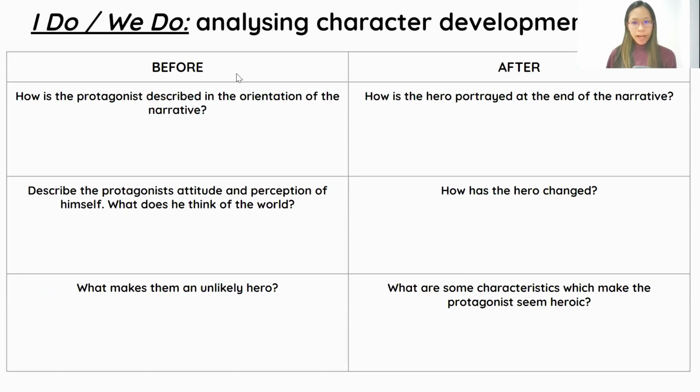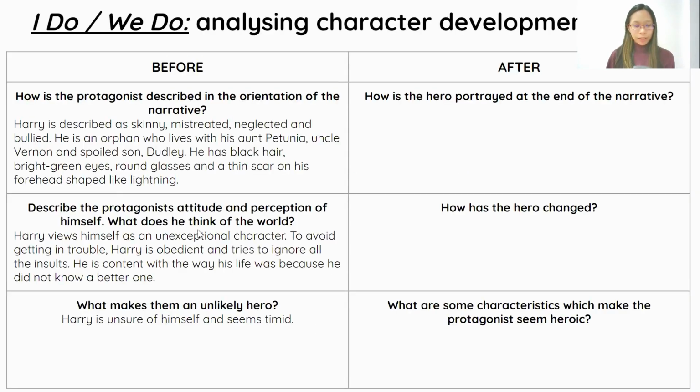Okay, so we're going to look at the before and after. So we'll look at how the protagonist is being described, what their attitude is, what makes them an unlikely hero. Okay, so Harry is described as skinny, mistreated, neglected and bullied. He is an orphan who lives with his Aunt Petunia, Uncle Vernon, and spoilt son Dudley. He has black hair, bright green eyes, round glasses, and a thin scar on his forehead shaped like lightning. So this is how he's been described at the beginning of the story.